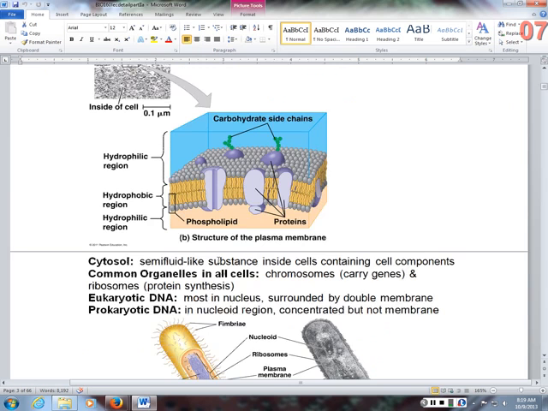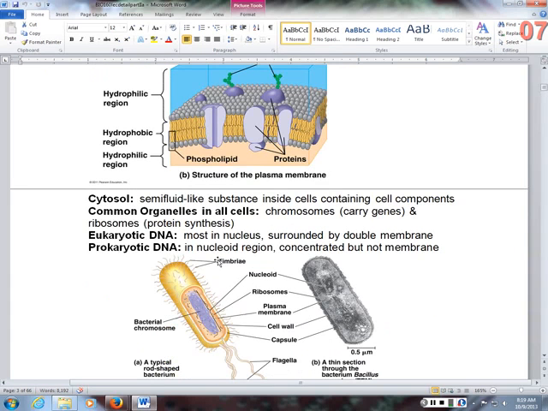Inside you've got the cytosol, which is the semi-fluid-like substance that's going to contain the cellular components. There's a couple of terms that sound alike there, cytosol and cytoplasm. Cytoplasm is going to be the inside fluid-like substance with the components. The cytosol is just the fluid-like substance. So cytoplasm is the parts in the juice, cytosol is just the juice.